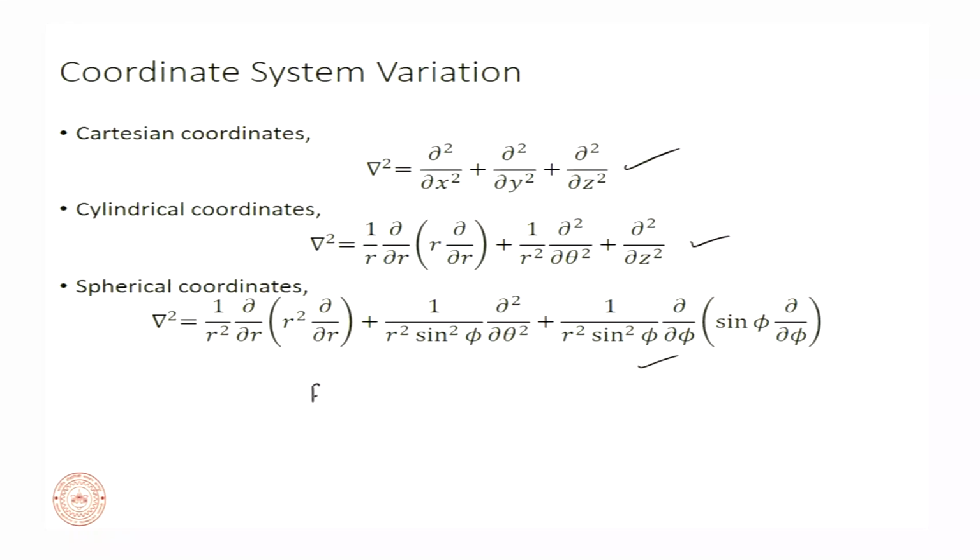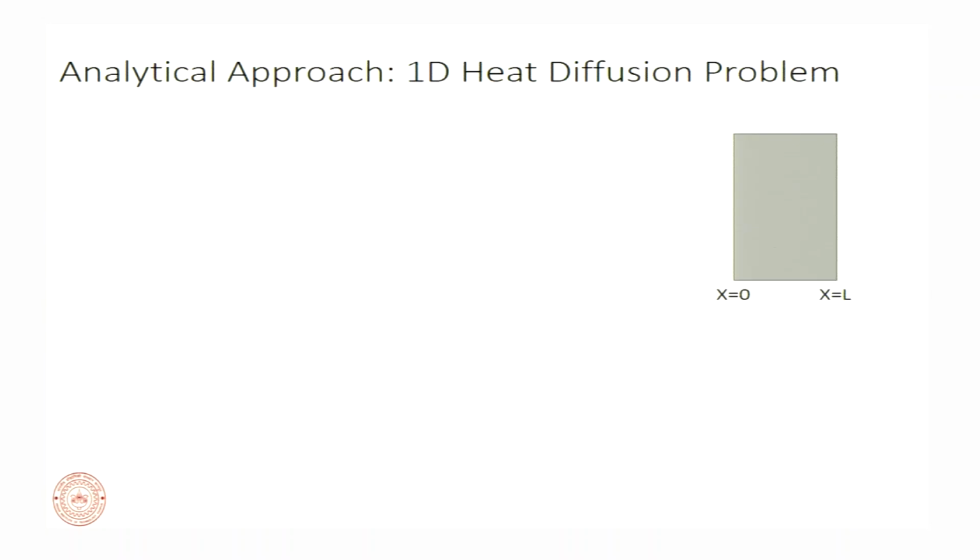Say for example, for a sphere, we will have rho Cp del T by del t equals k 1 by r squared del by del r of (r squared del T by del r). So that is radially symmetric for a sphere.